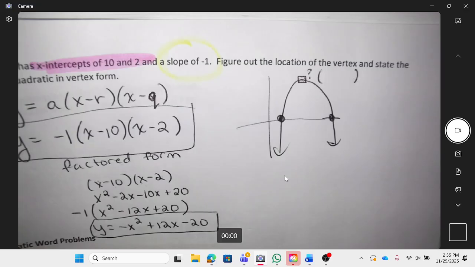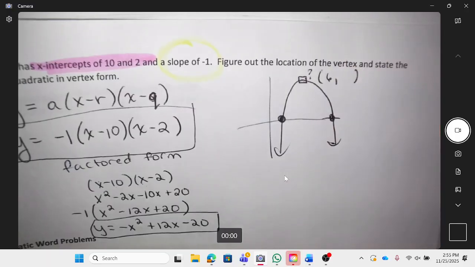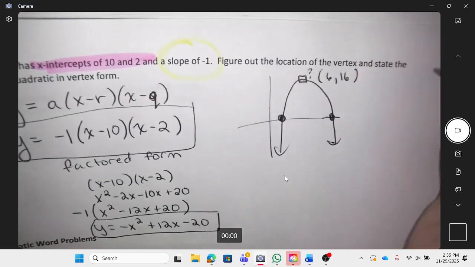I don't even have my calculator here. Is it 6, comma? No, it's not 7. Is it? That would be bad if it worked out like that. 16. Okay.